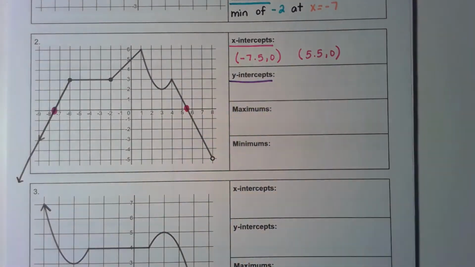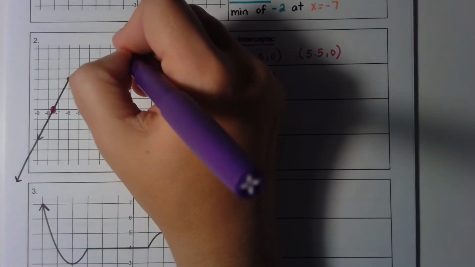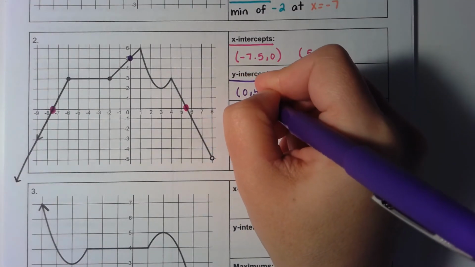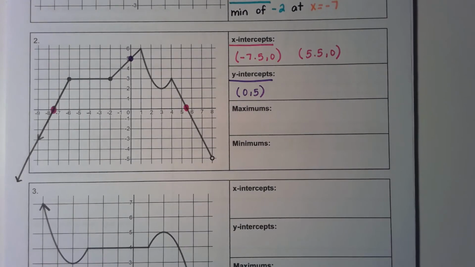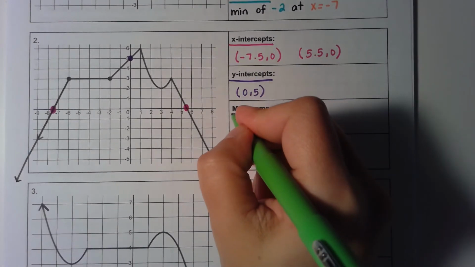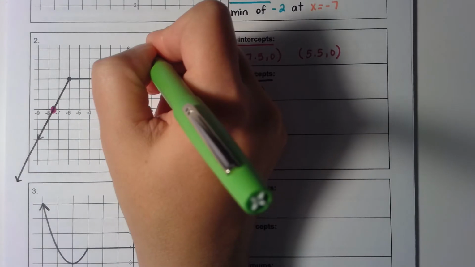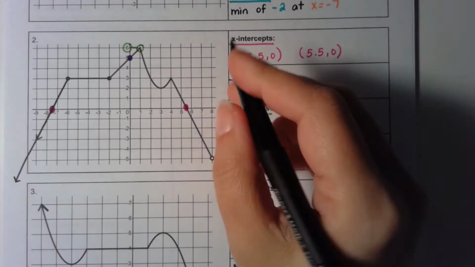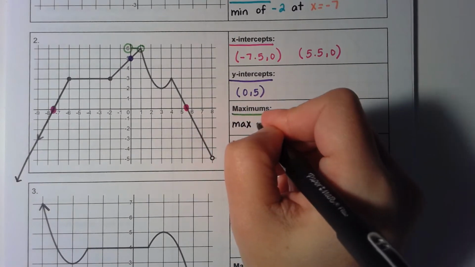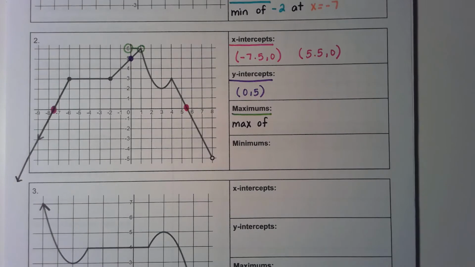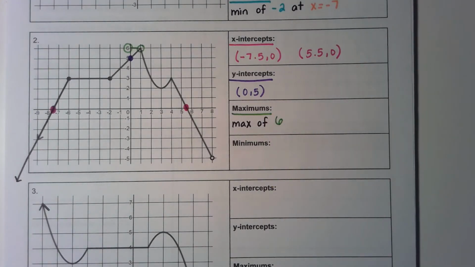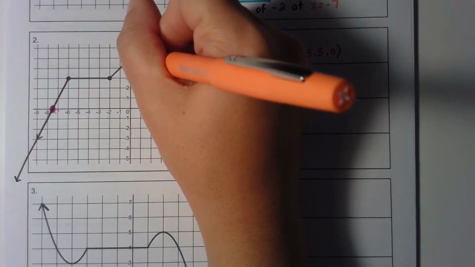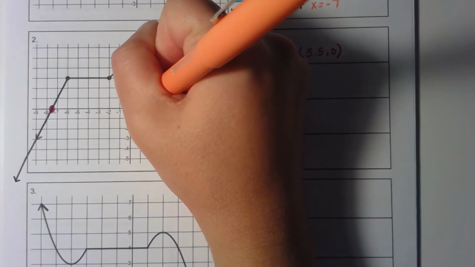For the y-intercept, we're looking for where the graph crosses the y-axis, which would be right here at the +5. So this would be the point 0, 5. For our maximum, we're looking for the highest point on the graph. Now in this case, the highest point on the graph is right here. So the maximum value is 6. I like to abbreviate that max of 6 at, in this case, the x location, x equals 1.